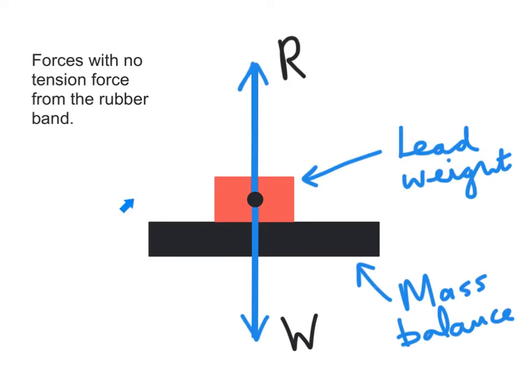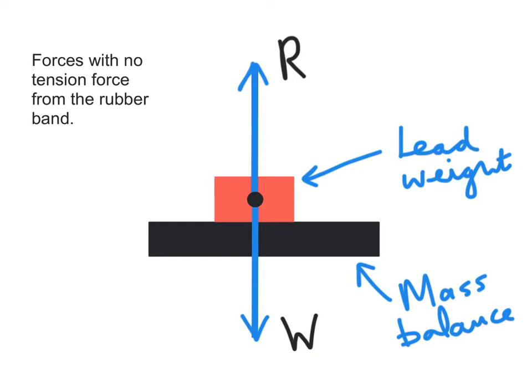Okay, so we're going to start with a diagram of our arrangement. Here's the lead weight, here's the mass balance. We're going to assume that there's no rubber band. So in the absence of a tension force, we've got the normal contact force. This is the force provided by the mass balance acting on the lead weight. And we've also got the weight of the lead weight itself. And these two forces are equal in magnitude, opposite direction, and so they give a resultant force of 0 on the lead weight, so the lead weight's in equilibrium.